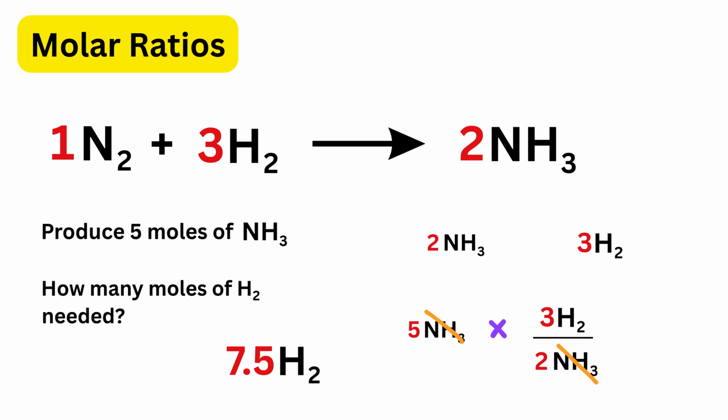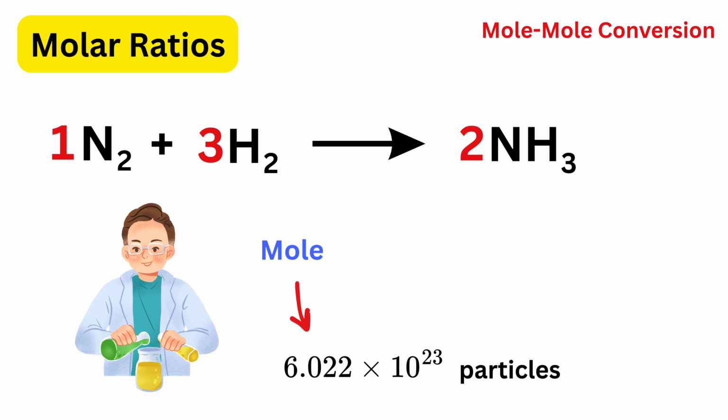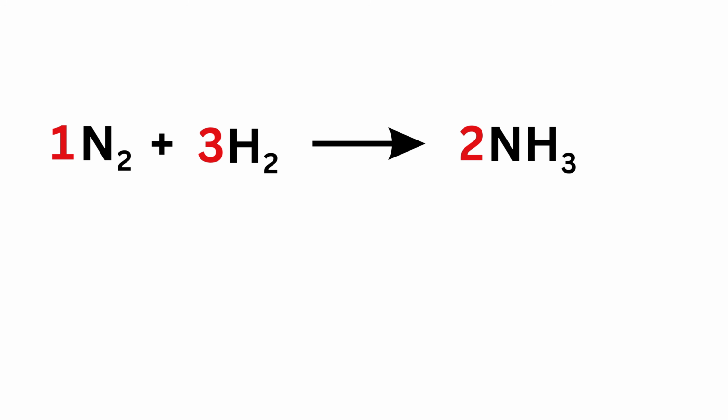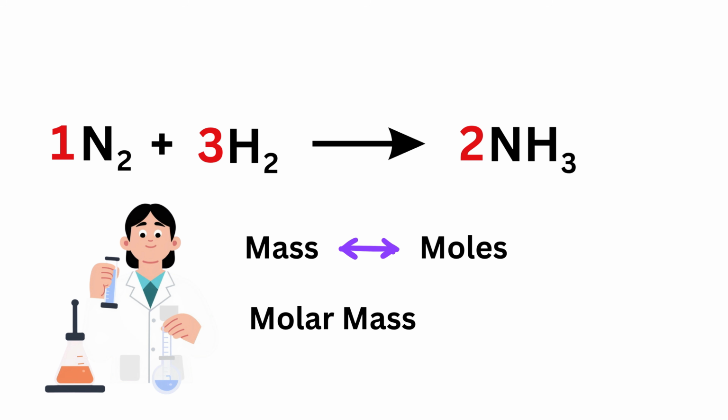At this point, you should notice a pattern. We use the coefficients from the balanced equation as a conversion factor to move from one substance to another. This step is called the mole-to-mole conversion. This is the heart of stoichiometry. However, there is one practical problem. We cannot directly count moles in a laboratory. We cannot physically count 6.022 × 10^23 molecules. What we can do is measure mass using a weighing scale. Therefore, we need a way to convert between mass and moles. This is where molar mass becomes important.